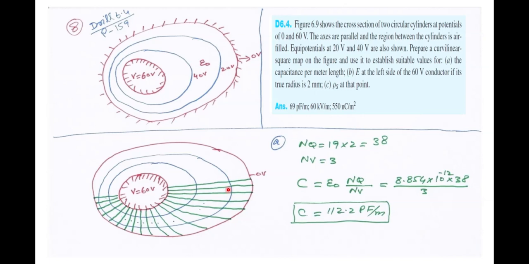So this was a little about the curvilinear square map method, or graphical method, and how to apply this method to two-dimensional problems to obtain the value of capacitance, electric field, potential, surface charge density, charge, etc.